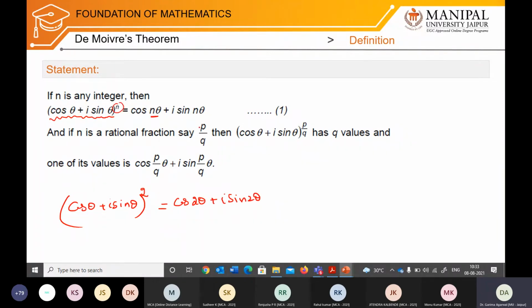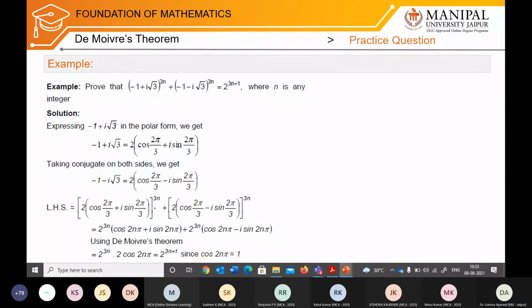The value of n can be in fractional form, p by q form as well. Then also it is applicable, right? The whole power will shift into the angle of sine and cos theta, right?